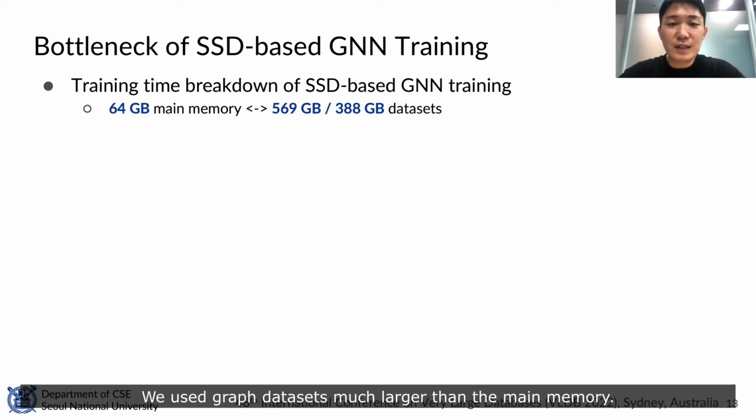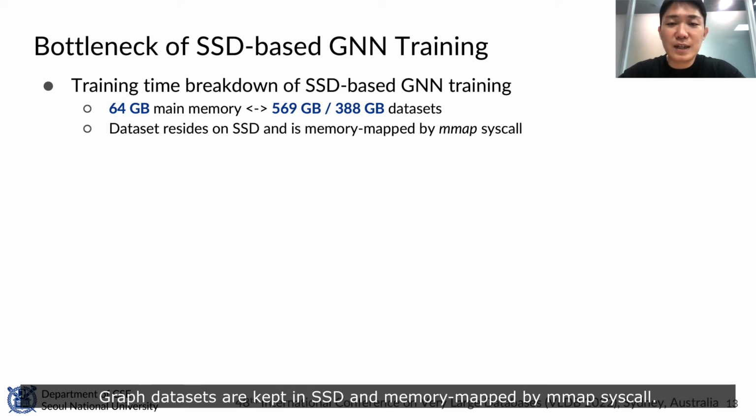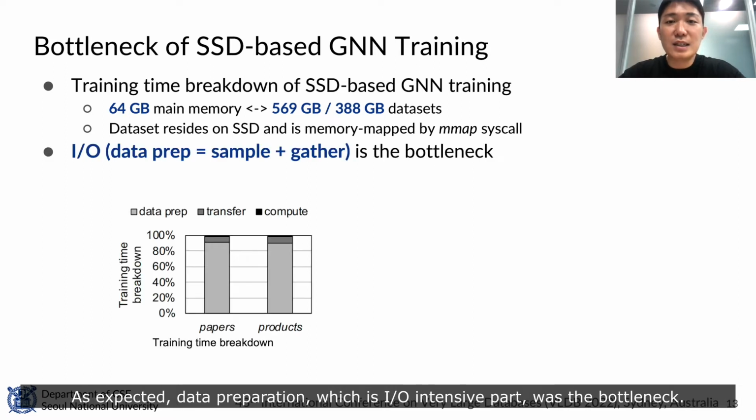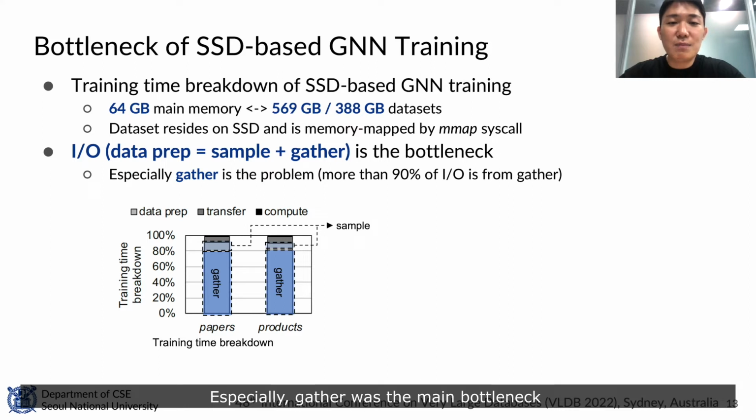We used graph datasets much larger than the main memories. Graph datasets are kept in SSD and memory mapped by mmap syscall. As expected, data preparation, which is I/O-intensive part, was the bottleneck. Especially, gather was the main bottleneck as it generates more than 90% of the I/O traffic.